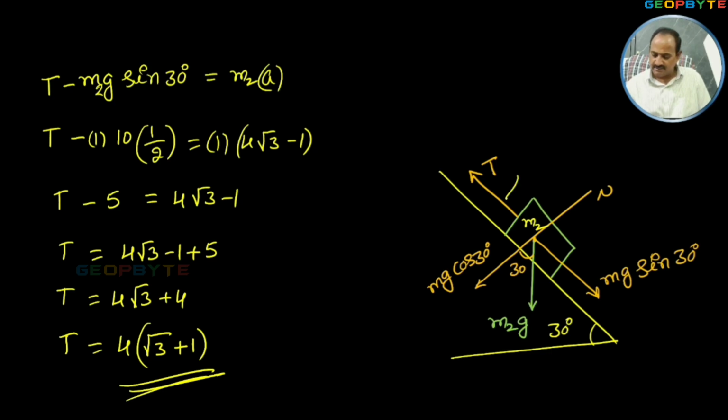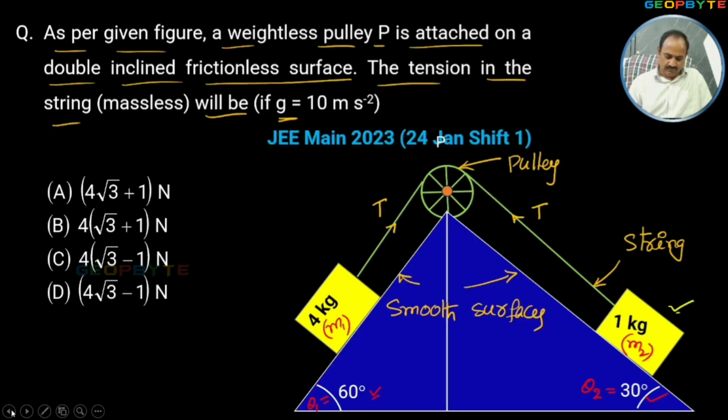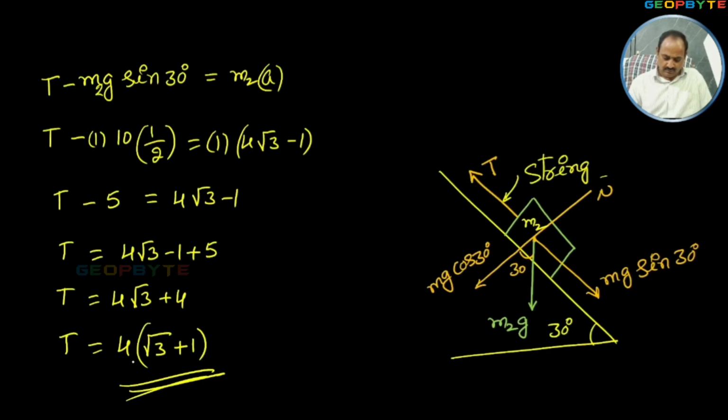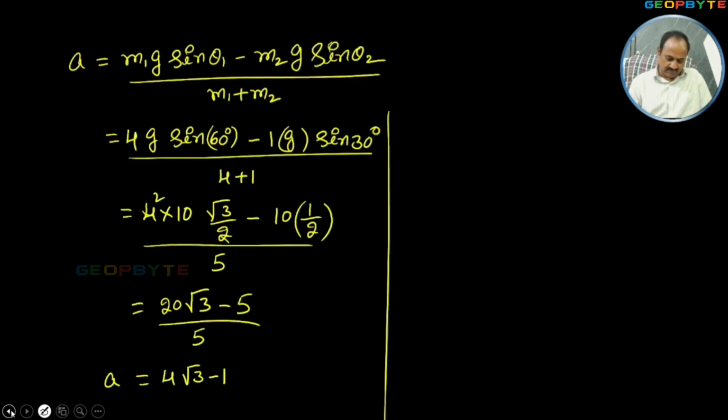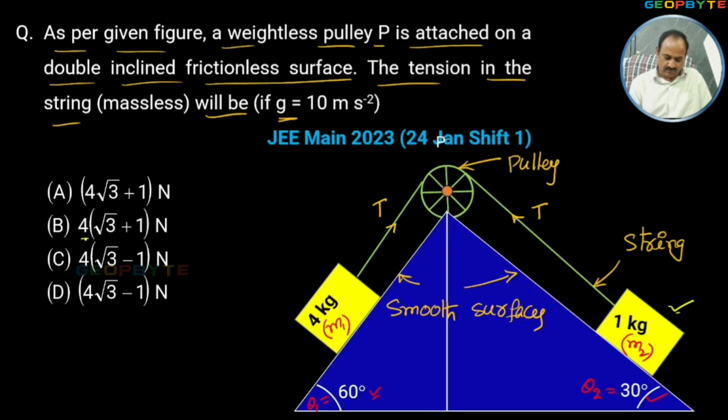Understood clearly? This is the string. Now look at the options. 4 into (root 3 plus 1). Option B is absolutely correct.